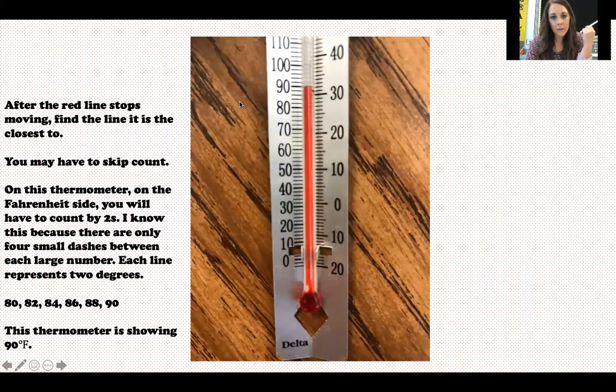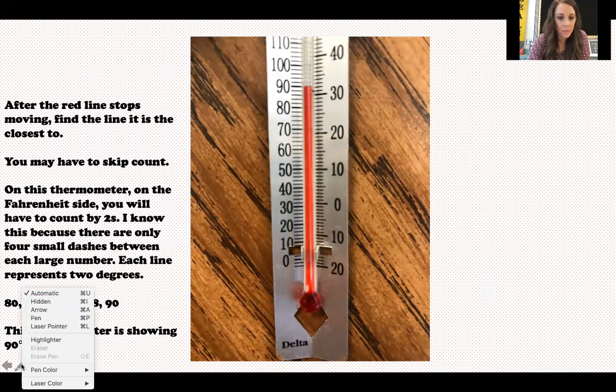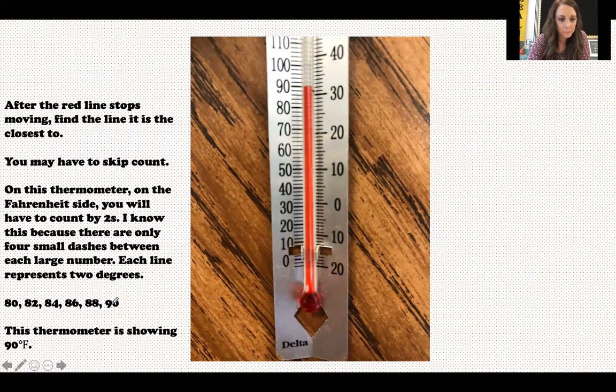All right, so here's a close-up. It says after the red line stops moving, find the line it is the closest to. So let me show you, let me label. On this thermometer, the F and the C are up at the top so you can't see, but this side is Fahrenheit. I'll put an F over here. And this side is Celsius, so I'll put a C over here. All right. You may have to skip count.